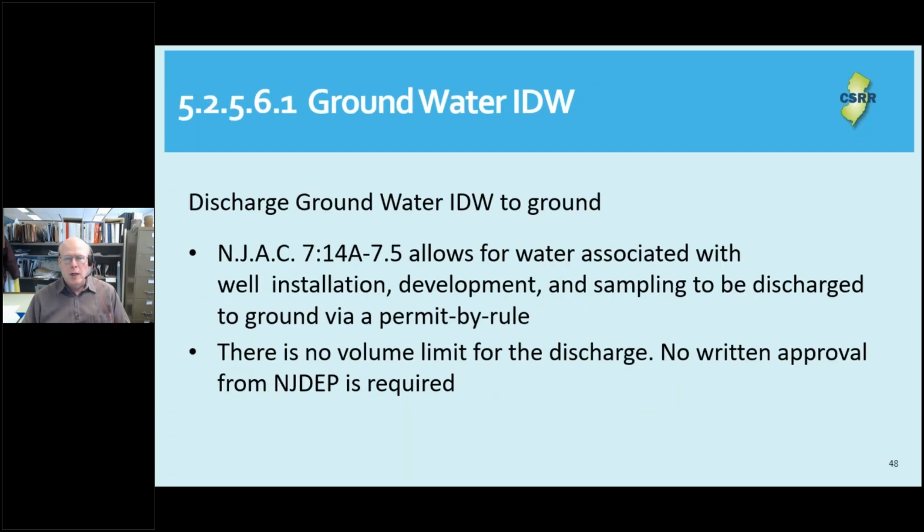When planning your disposal options for the generated water, it is important that you are familiar with the language in the New Jersey Administrative Code 7:14A, Section 7.5. This statute allows for water generated from well installation, well development, and well sampling to be discharged to ground via a permit by rule. There is no volume limit and no written approval from DEP is required. Next slide, please.